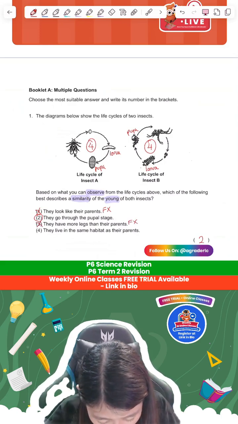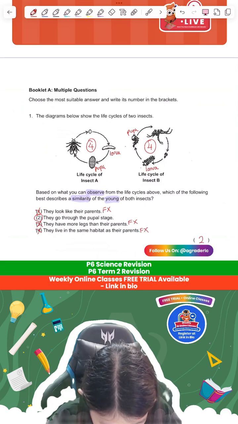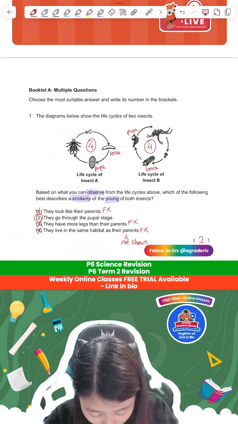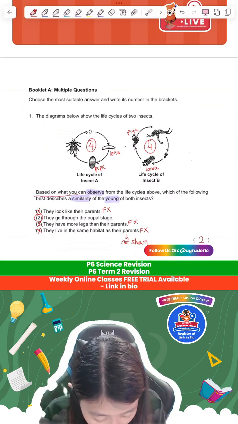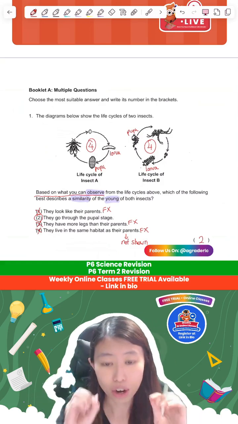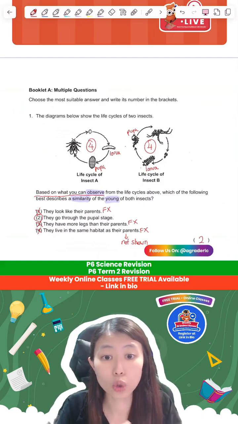And they live in the same habitat as their parents. This one is not shown. The question said based on what you can observe, and they did not show you the habitat of insect A and insect B. So it's not shown, you don't go and assume.